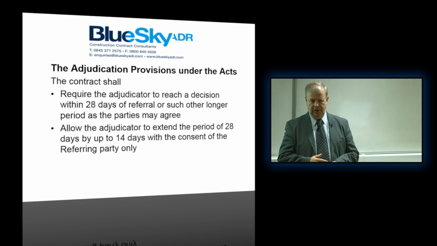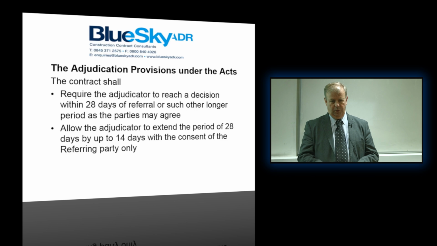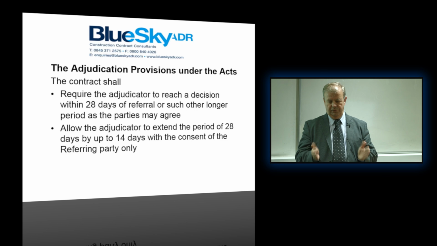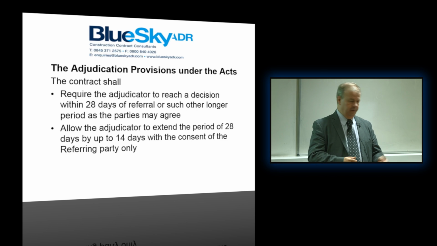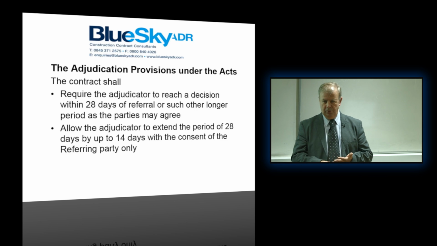So that if the adjudicator said to the referring party, look, I've had lots of submissions coming backwards and forwards, can you give me more time? Then the referring party can say, yes, you've got another 14 days. Or another alternative is both parties could agree to extend it past that 14-day period. More often than not, I'd say 90% of all adjudications are carried out within the 28 to 42-day period.